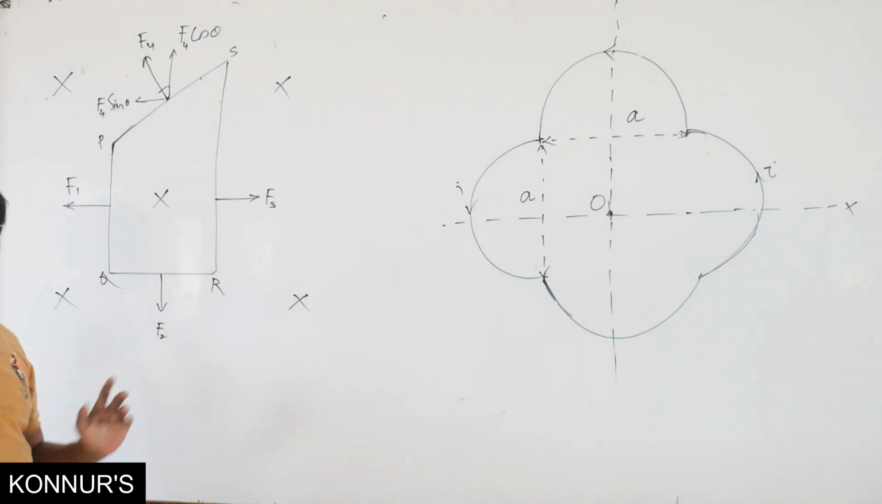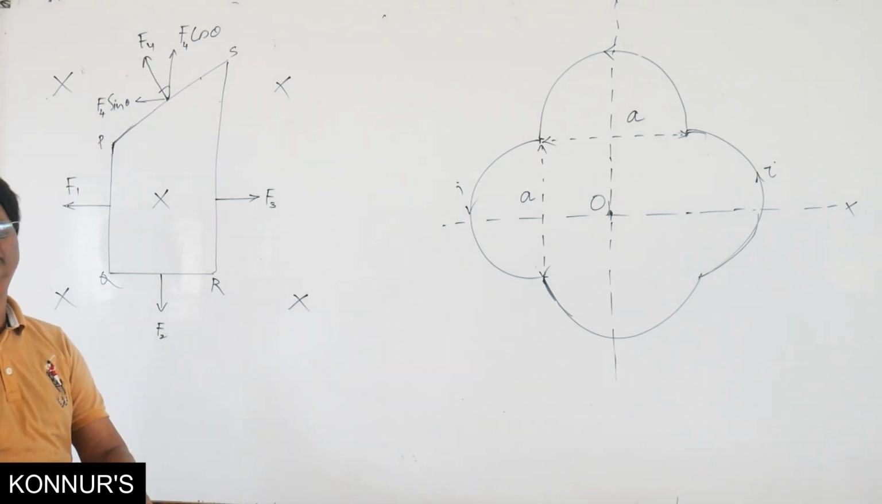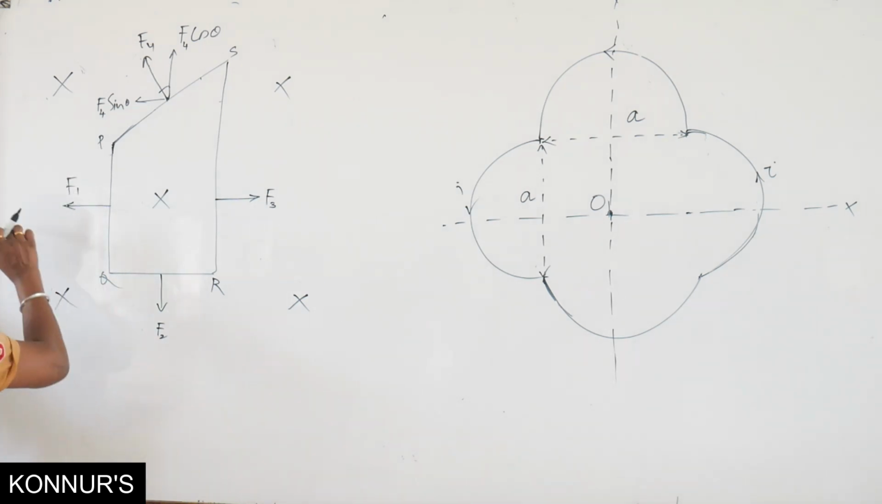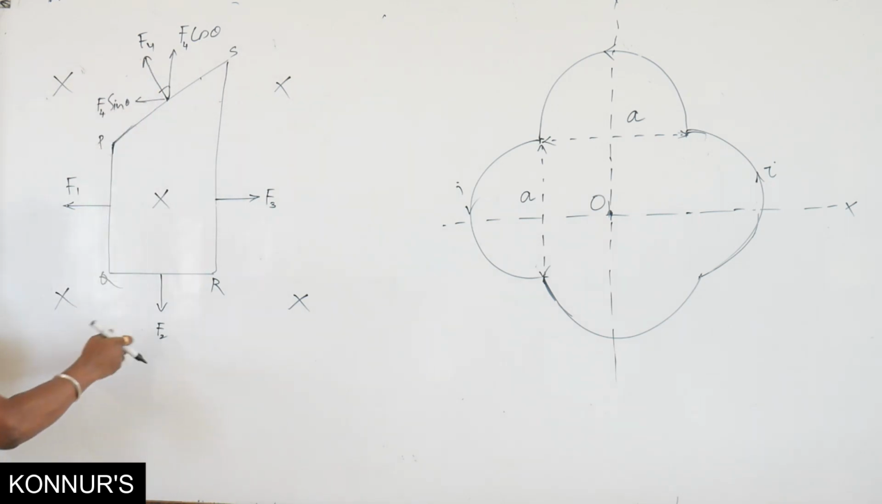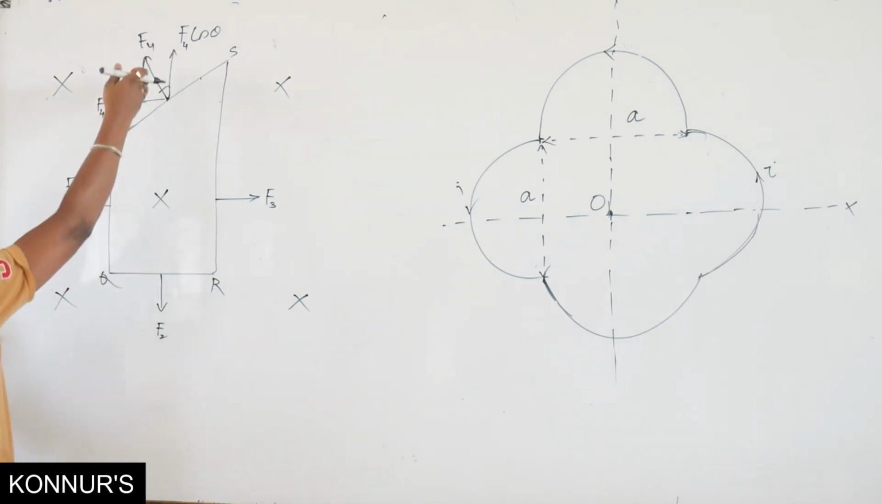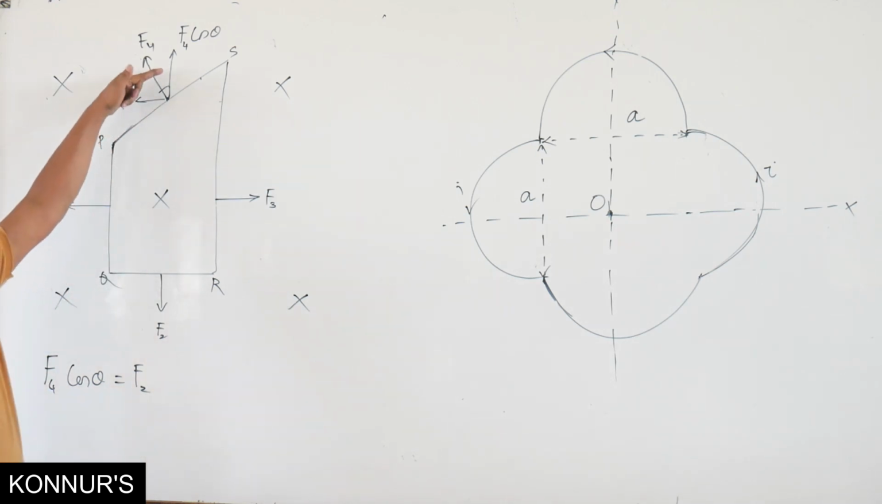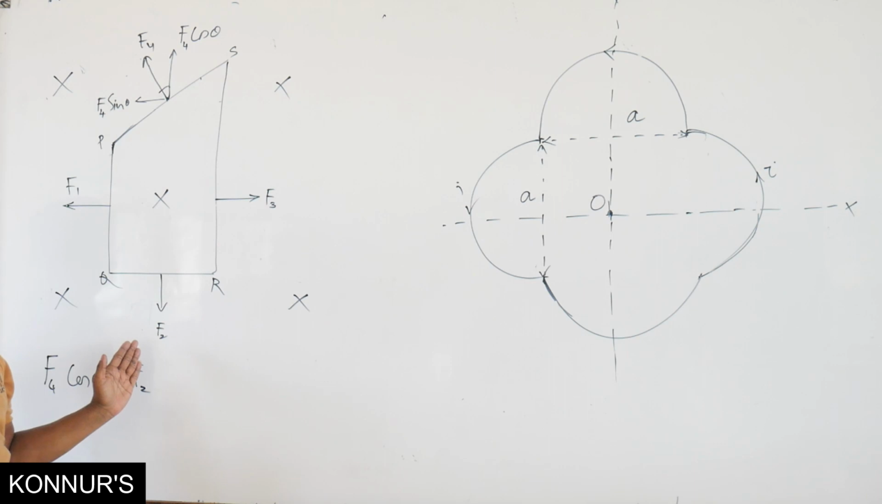Now since net force is to be 0, what is the condition? See, let us take this as the x-axis and this as the y-axis. First I am writing along the y-axis, then what should happen? F4 cos theta should be equal to F2. So these are anti-parallel. If they become equal along the y direction, net force will be 0. So F4 cos theta is equal to F2.